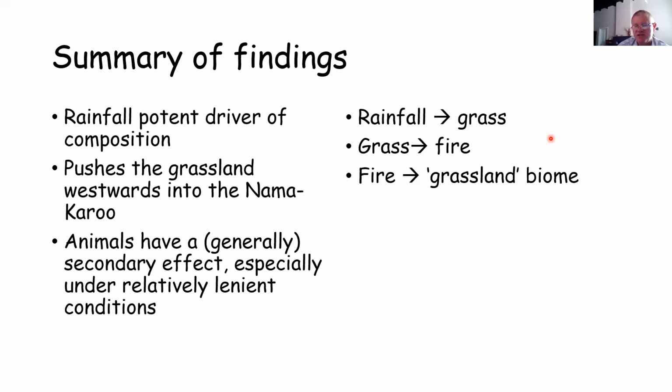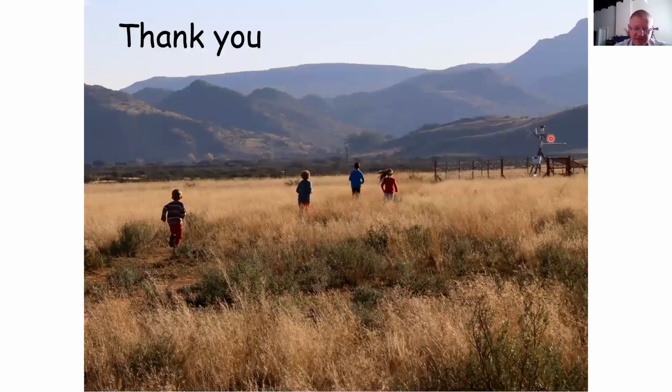And then in terms of fire, increases in rainfall, of course, result in an increase in grassiness. Increase in grassiness leads to an increase in fire, and an increase in fire may lead to a shift in that grassland biome boundary, where the grassland biome presumably would shift further into the Nama-Karoo biome. So that is my blurb, and all that I need to do is say thank you all for your attention. So back to our host.